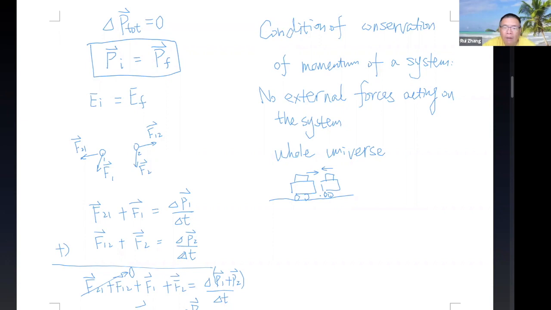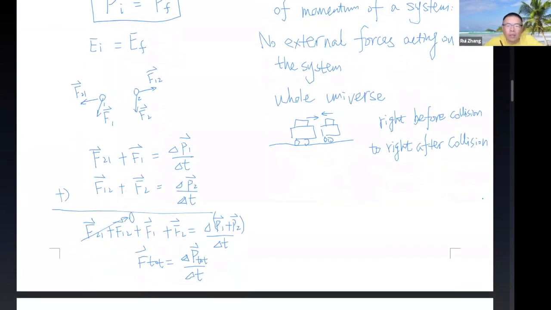Well, if you wait long enough, certainly the longer it is, the more friction will give impulse to the system or take the impulse away. So anyway, it's going to be different. But when you consider just right before collision to right after collision, normally you can use conservation of momentum. So these cases are ones where we can all use this.